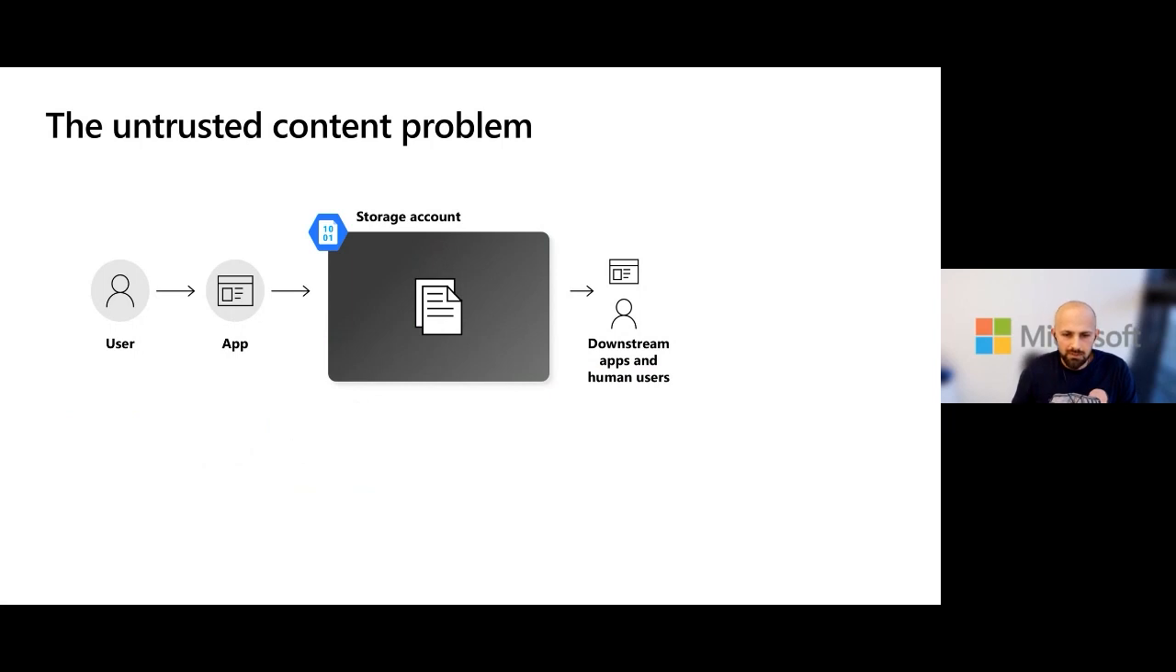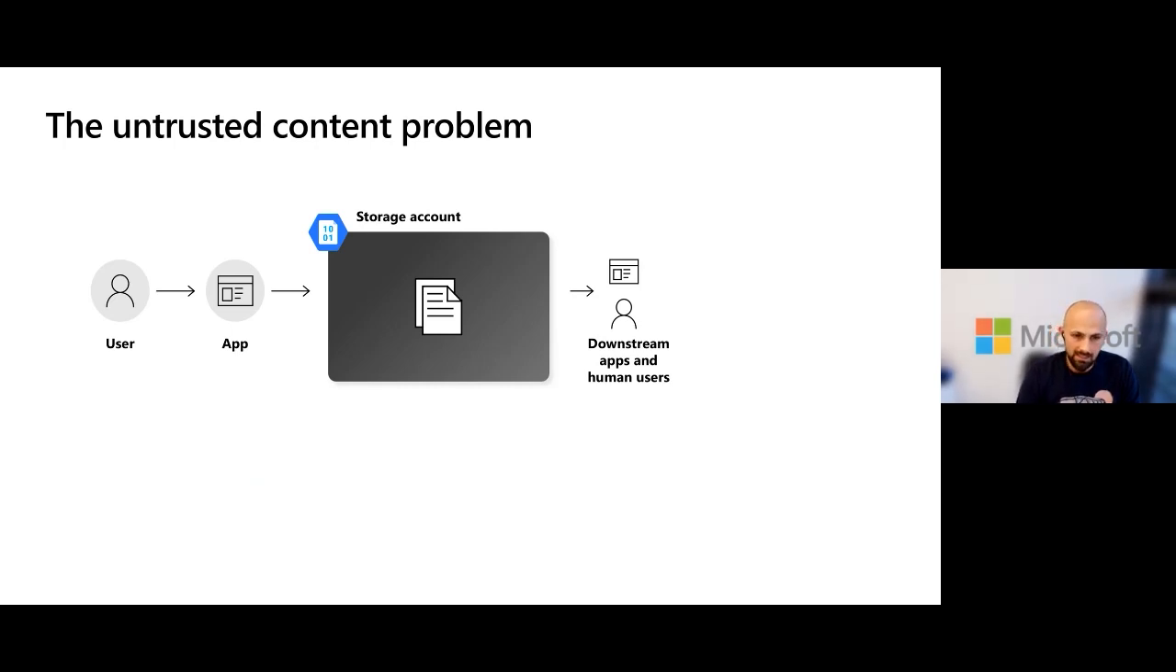This is how the problem usually looks. So there's an application, it uploads data to a storage account, and there are consumers downstream. We have users, human users, applications, and the problem is that nowhere is there an antivirus. And when we build the organization and the environment and design the architecture, we always thought that we'll have some kind of an EDR in place with antivirus on them. But it appears that a lot of the data flows are not crossing EDRs at all.